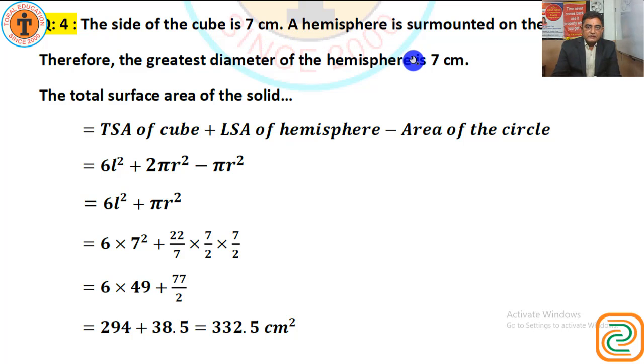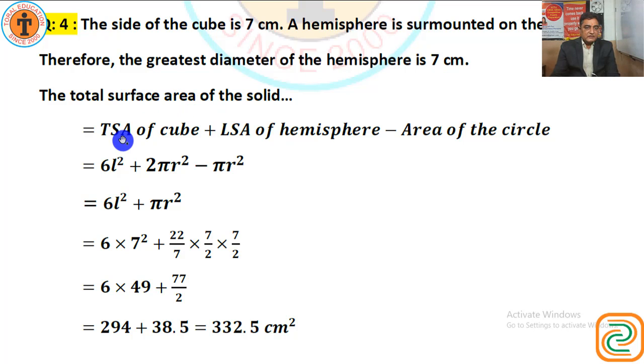And a hemisphere is surmounted on the cube. Therefore, the greatest diameter of the hemisphere is 7 cm. Right? The total surface area of the solid. Here I have given the first answer, 7 cm.